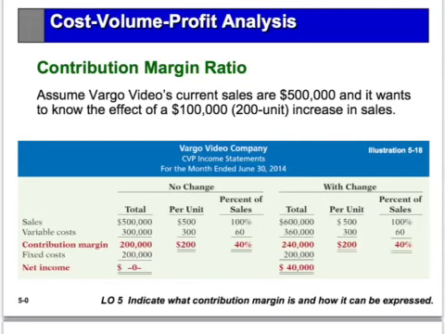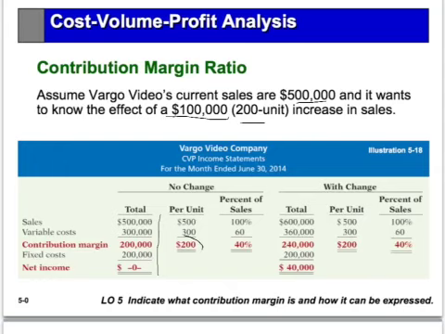Here's another example. Assume current sales are $500,000, and we want to know if I sell $100,000 more in sales, or 200 more units, what would be the effect? Well, here we have the income statement at the break even. Sales minus variable cost, contribution margin exactly equals fixed cost, so net income is 0. On a per unit basis, the contribution margin is 200. On a percentage basis, 200 as a percentage of 500 is 40%.